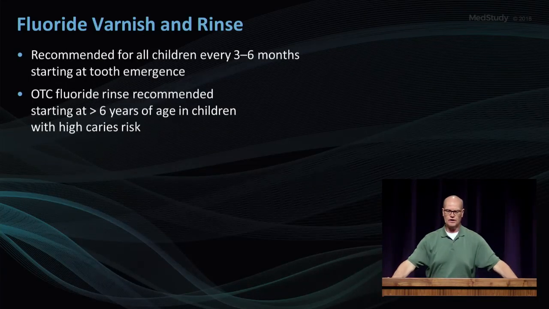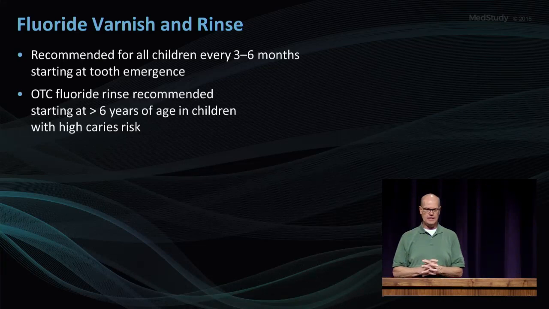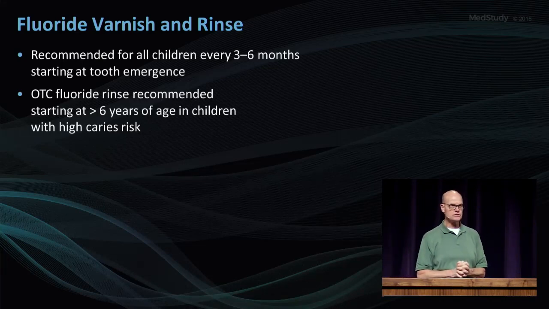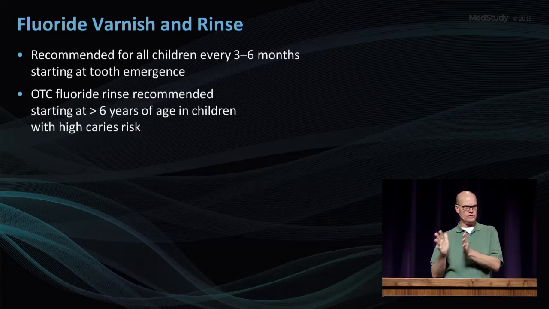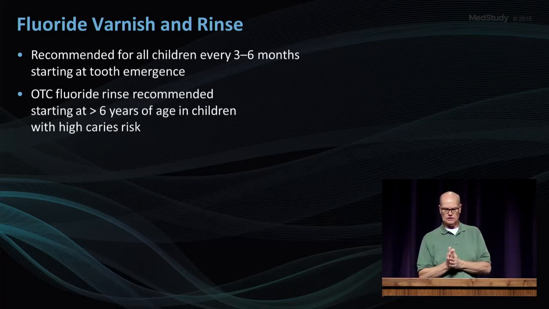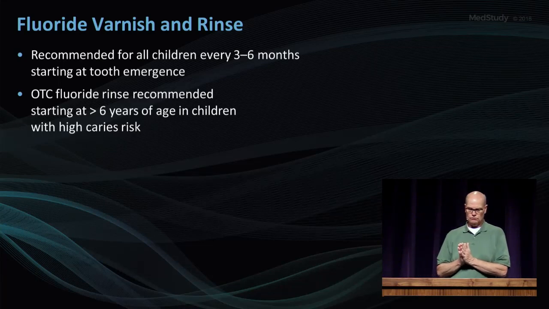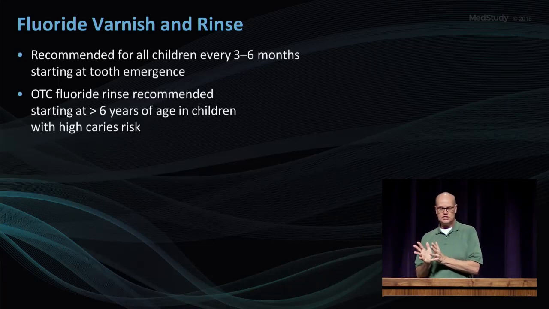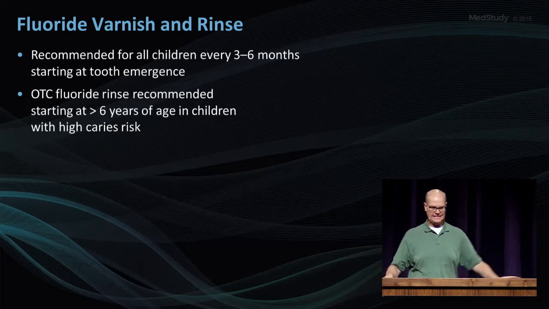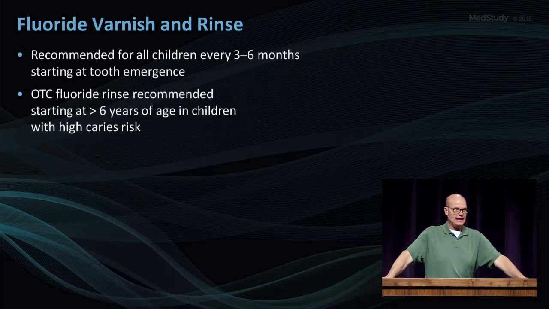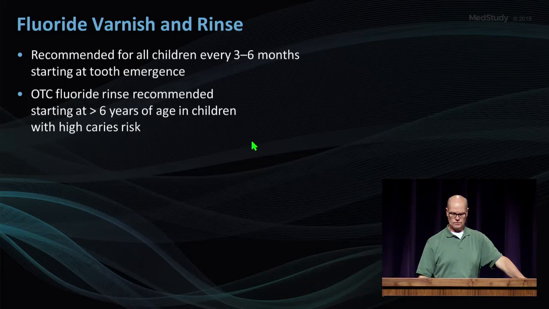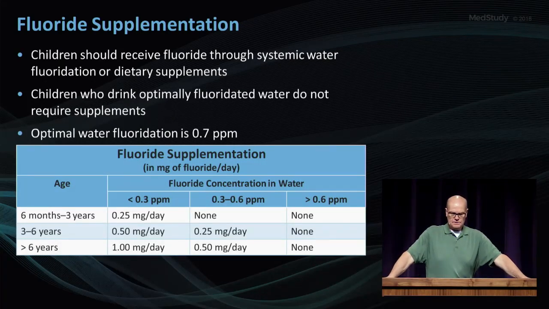In regards to fluoride varnish and rinse, the Academy now recommends that all children every 3 to 6 months receive fluoride varnish either from general pediatricians and or at their dental home. And the OTC fluoride rinse is now recommended starting at 6 in children who have a high caries risk. So all children, and then continued for those at increased risk. Optimal water fluoridation is 0.7 parts per million. So here are the recommendations for fluoride supplementation.